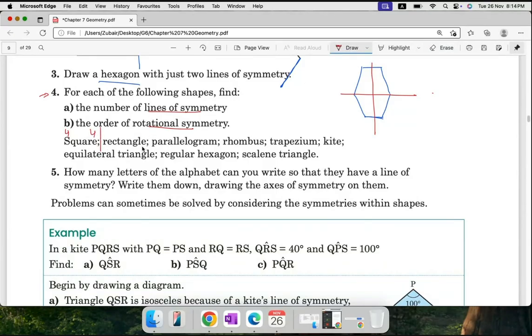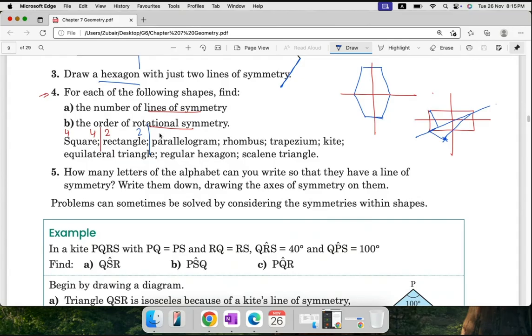Rectangle, line of symmetry, same 4? 2. This is rectangle. This time diagonals are not line of symmetry. How is that? We need the same size. If you try this triangle, see this corner is opposite to this side and there's nothing over there. If it was line of symmetry, it would look like kite. So it has 2 lines of symmetry and 2 order of rotation.